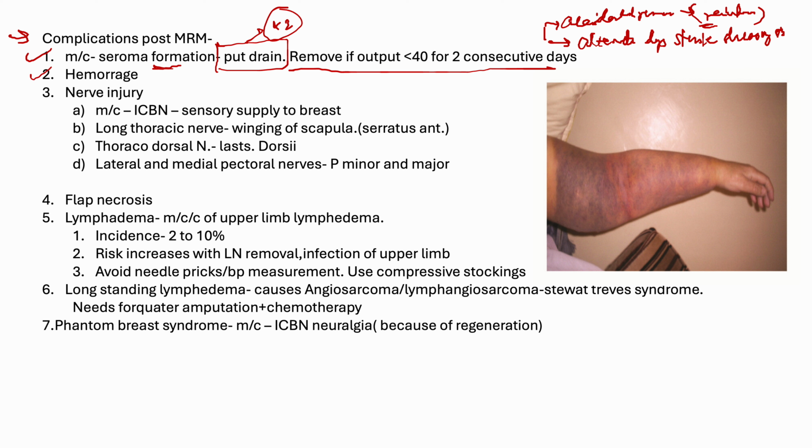Second is hemorrhage. That is also true with each and every surgery that we do. Third is nerve injury. These are very important from the MCQ point of view also.